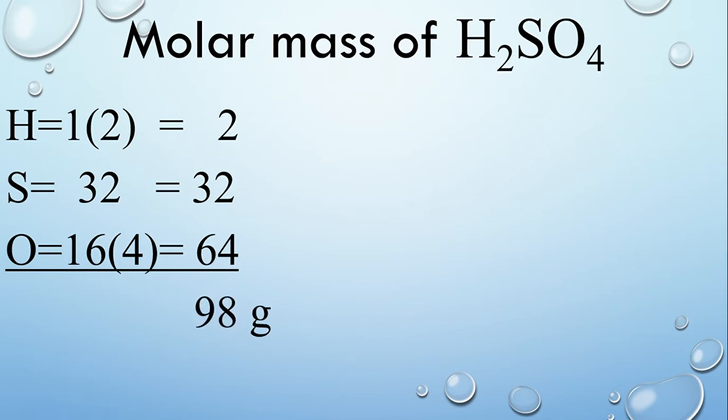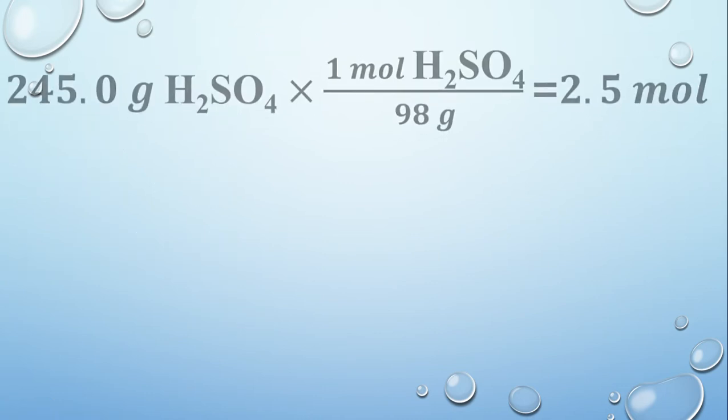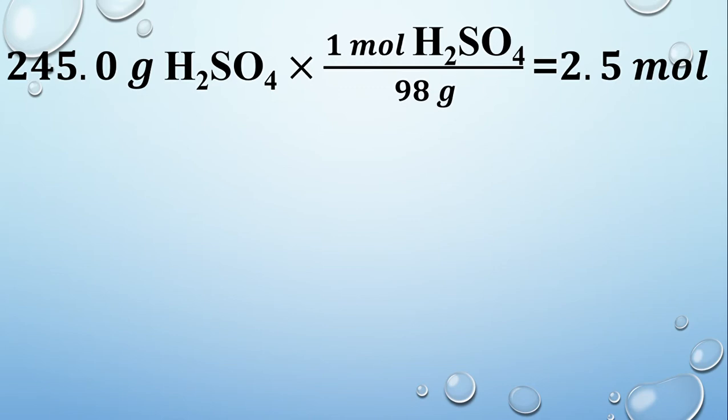Now, after getting the molar mass of sulfuric acid, proceed na tayo into conversion from grams into mole, which is how? Paano natin makuha? Okay, so start tayo sa given mass ng sulfuric acid in the problem, which is 245.0 grams of sulfuric acid times, in 1 mole of sulfuric acid, there are 98 grams. So 245.0 grams divided by 98 grams. So the answer is 2.5 moles.